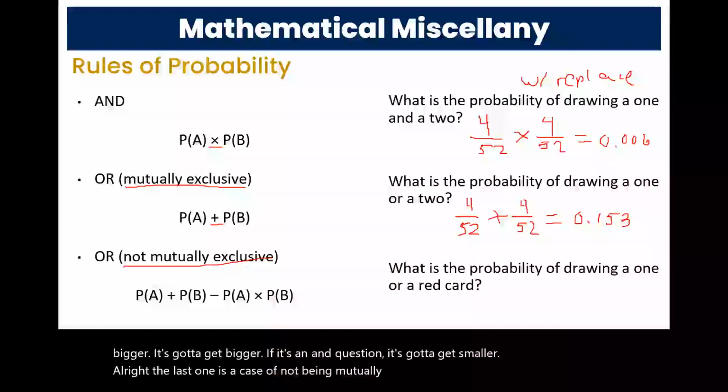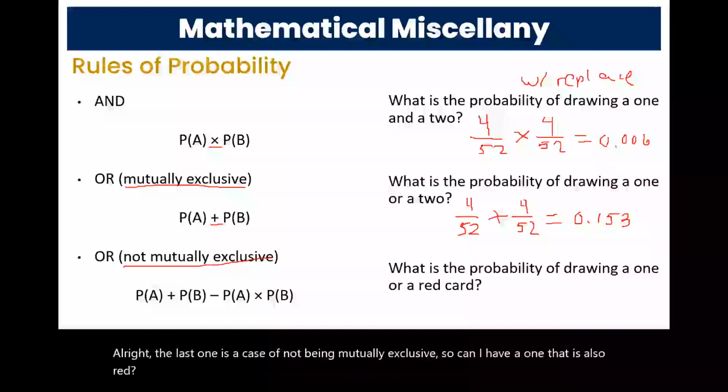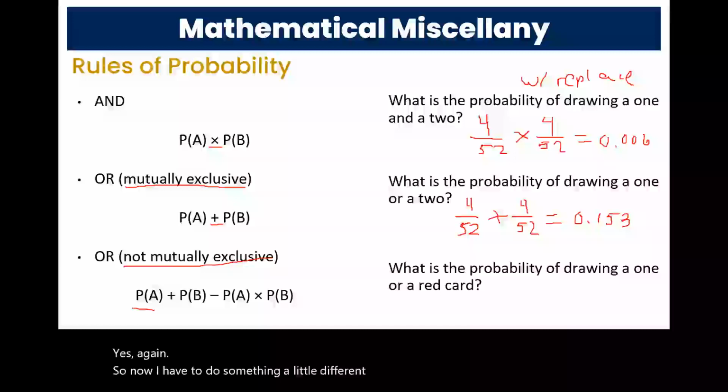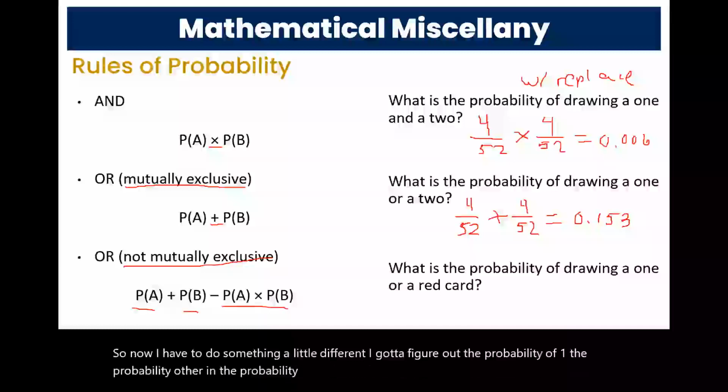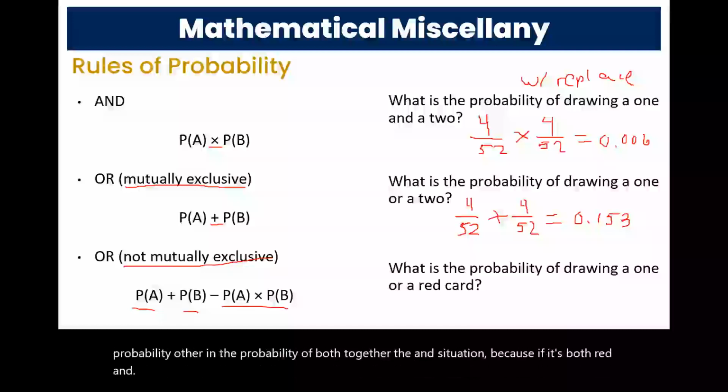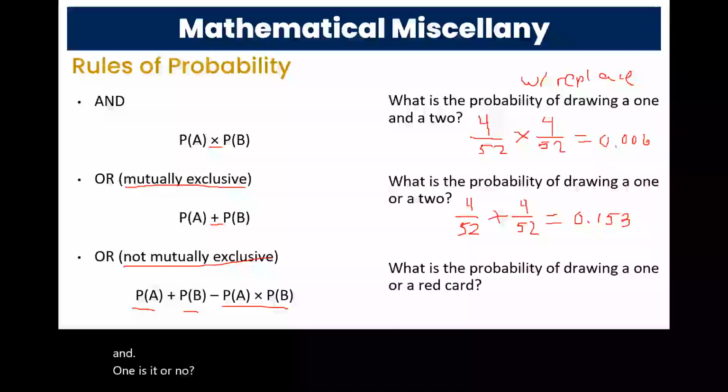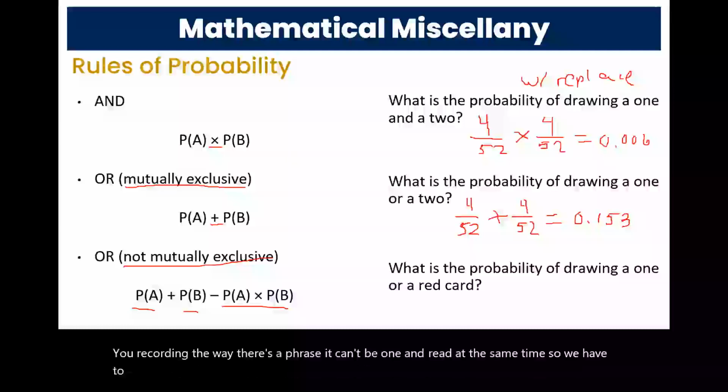So can I have a 1 that is also red? Can a card be 1 and red at the same time? Yes, it can. So now I have to do something a little different. I got to figure out the probability of one, the probability of the other, and the probability of both together, the and situation. Because if it's both red and 1, is it or? No. According to the way this is phrased, it can't be 1 and red at the same time. So we have to take those situations out.